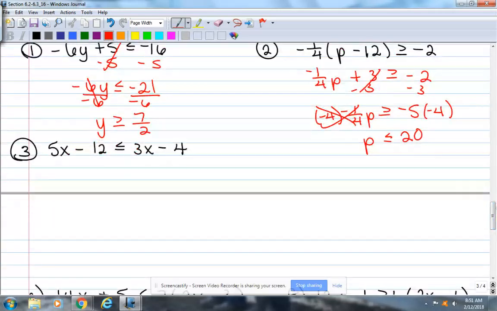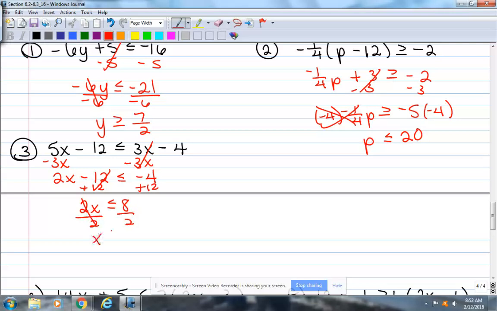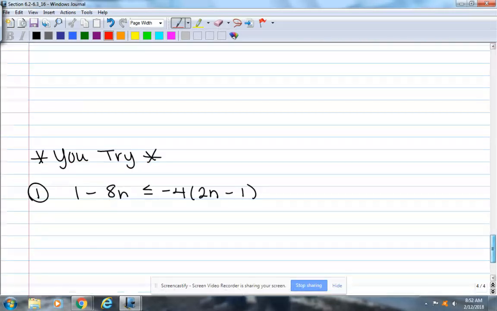Somebody tell me what you did first on number 3. Subtract 3x. So what is 5x minus 3x? 2x minus 12 is less than or equal to negative 4. Then what? Add 12 everywhere. So 2x is less than or equal to what? 8. And then what? Divide by 2. And x is less than or equal to what? 4. Raise your hand if you got that one right. Good. All right.